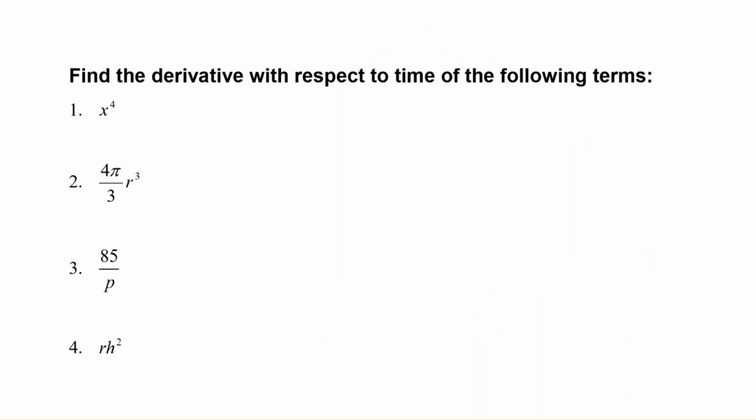So take the derivative of following with respect to time. So we want to take the derivative of x raised to power 4 with respect to time. So we notice that this is t, this is x. We have different variables. So first we apply the power rule. So bring the power down, reduce the power by 1, and by chain rule, take the derivative of x with respect to t. So don't forget dx over dt.